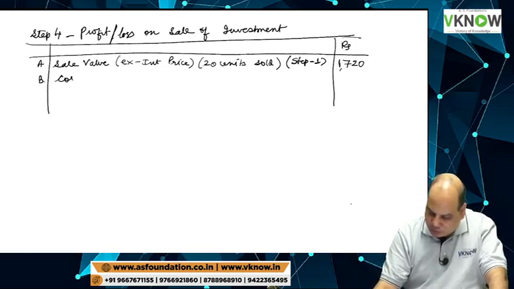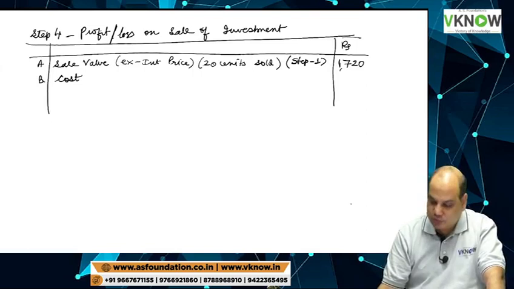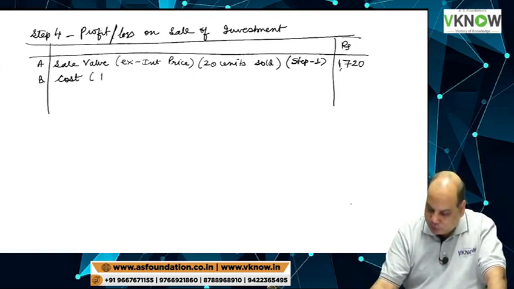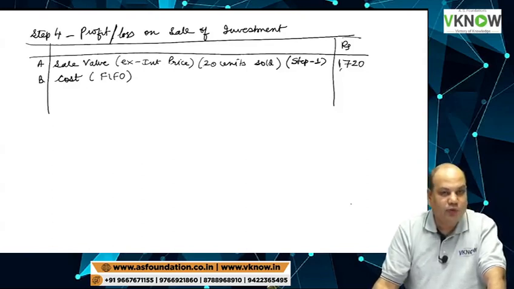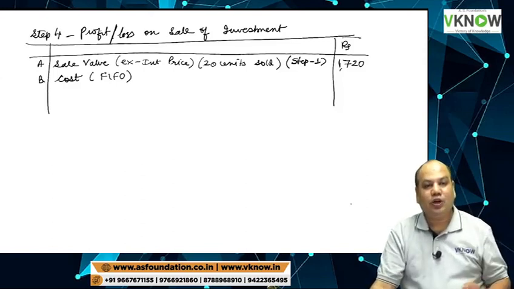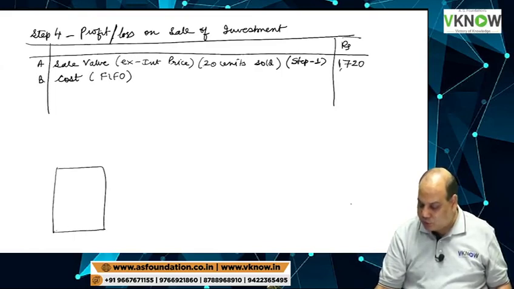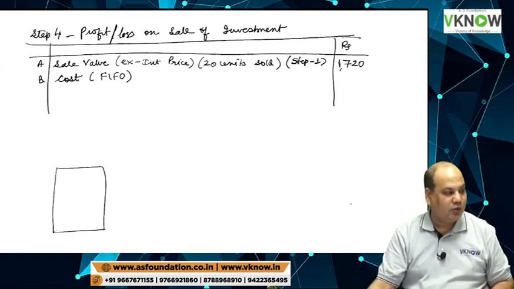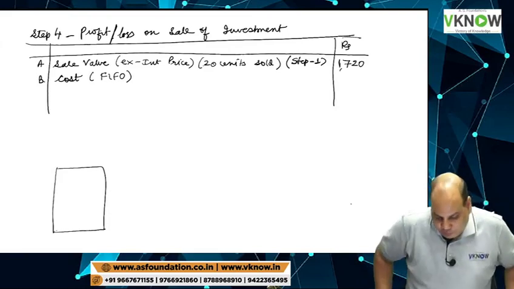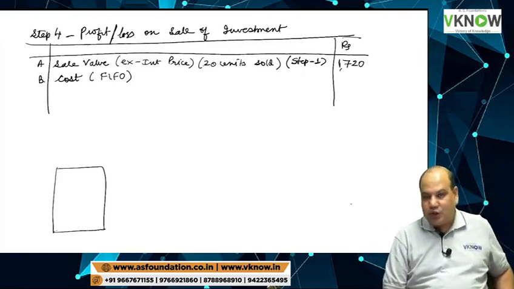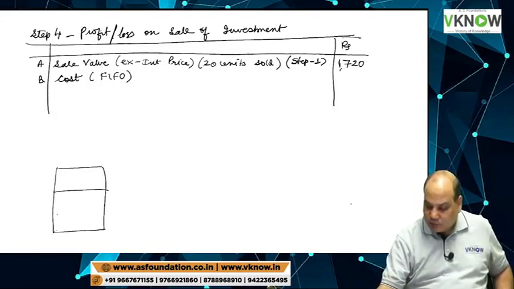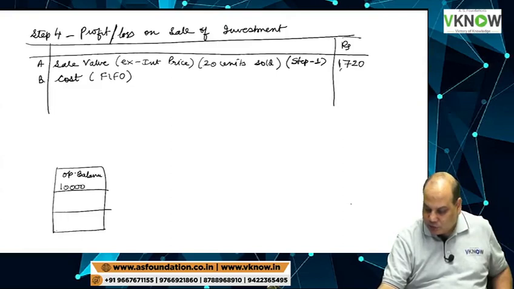And point B, cost. Cost you will follow FIFO method. For cost calculation will follow FIFO. Now how do you calculate the cost? So first you understand FIFO. I hope all of you know the full form of FIFO. Let me check. What is full form of FIFO? Anybody? First in, first out. We have opening balance where we have face value 10,000.